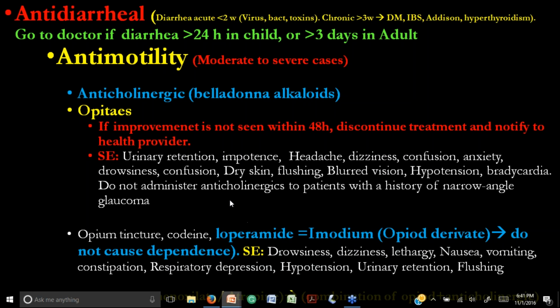Okay, so opioids, the main side effect is going to be respiratory depression. We need to remember that it's going to produce constipation. What you need to remember this time is that loperamide, Imodium, is the opioid derivative. These do not cause dependence, even though it is an opioid. This opioid is not going to be absorbed as easily as the other ones, so they are going to produce less. Do not cause dependence.